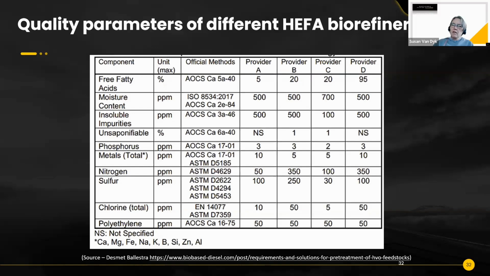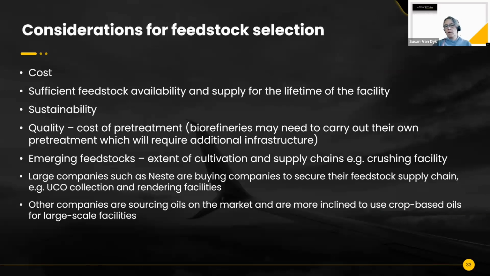And every refinery has specific limits and quality parameters. I'm not going to go into great detail here, but they set the standard so they know exactly what they can tolerate in terms of their process. So when we look at considerations for feedstock selection for our HEFA pathway, cost is going to be a huge consideration because it's about 80% of the production cost of your SAF. When you build a facility, you need to know that you're going to have sufficient feedstock availability and supply for the next 20 years. You need to understand the sustainability, the quality, and the cost of pretreatment.